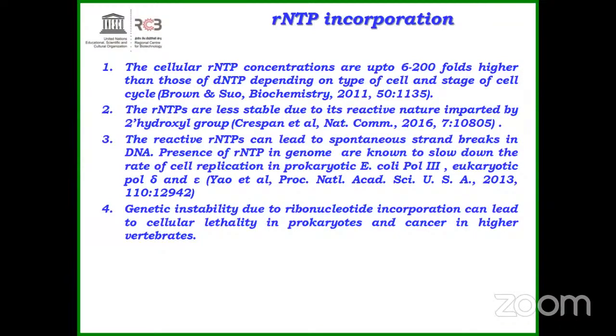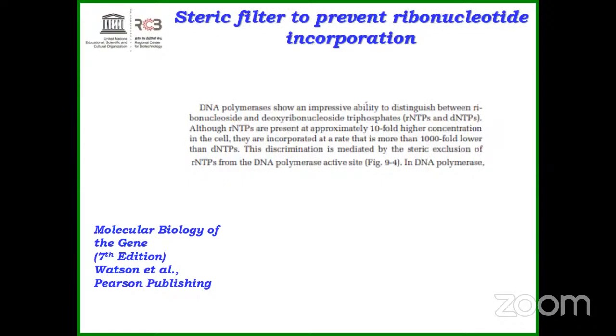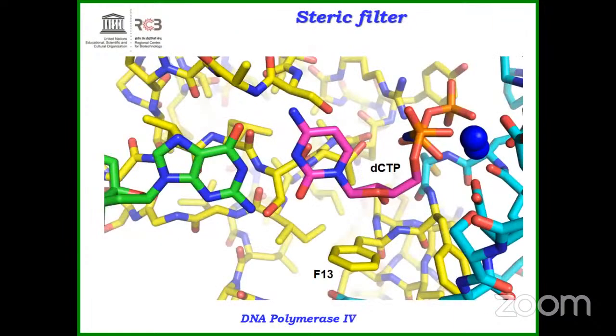So the polymerase has to be able to select only DNTPs and not select RNTPs during DNA synthesis. And this is again what is written in your textbooks, that discrimination is mediated by steric exclusion of RNTPs from the DNA polymerase active site. So how does this steric exclusion happen?